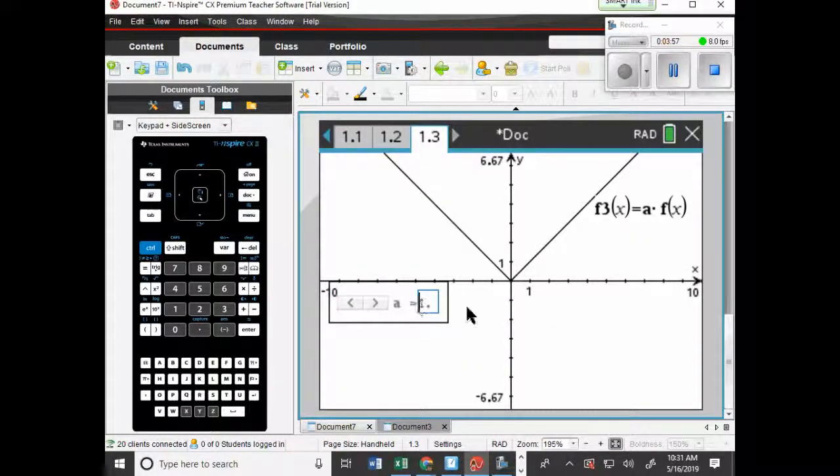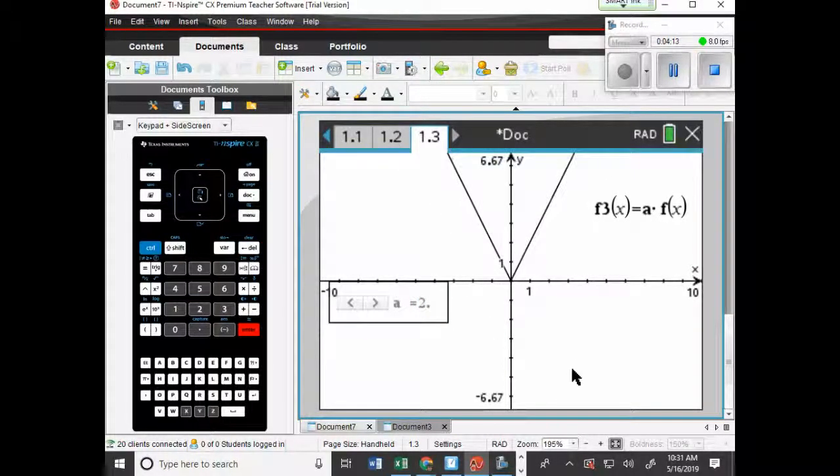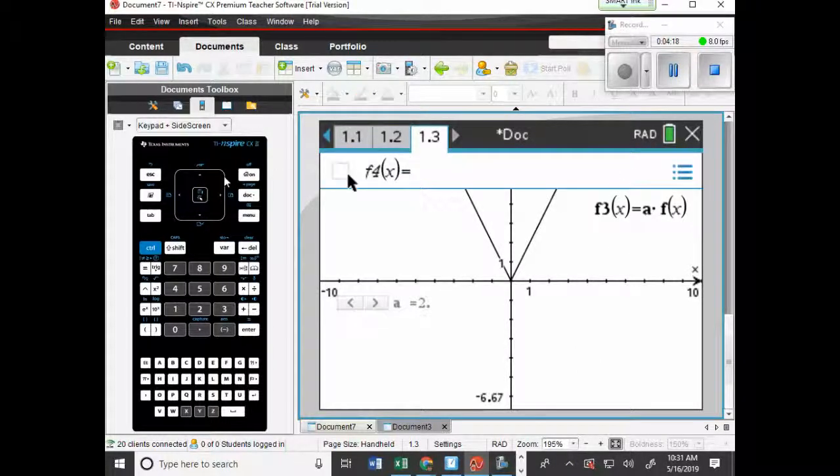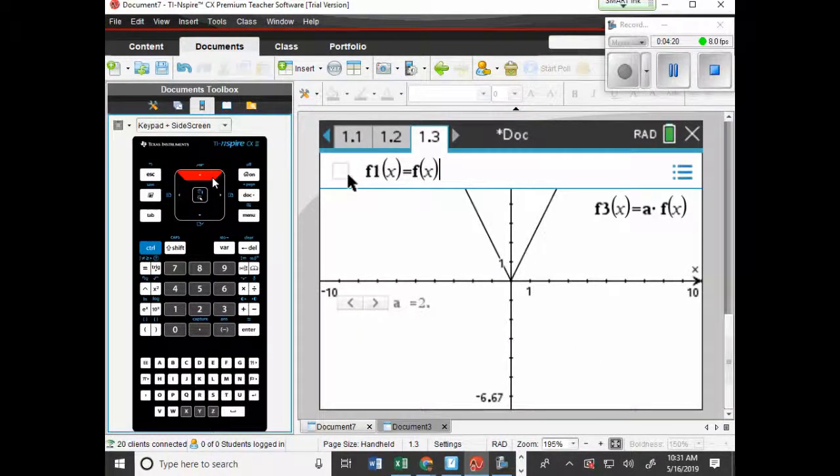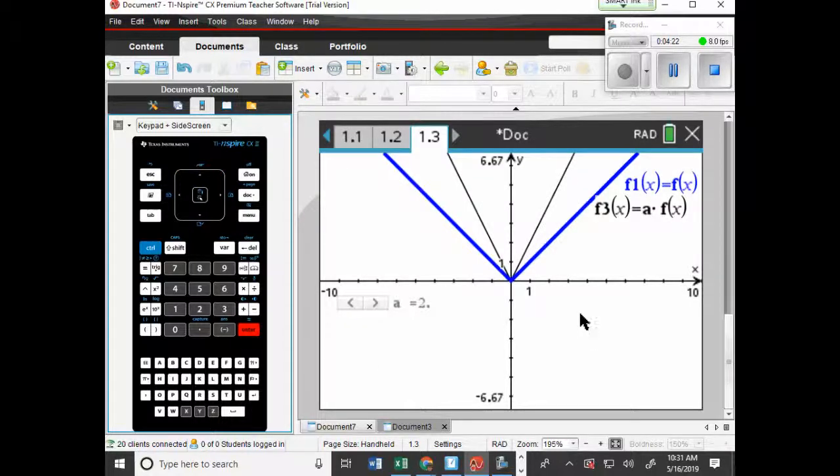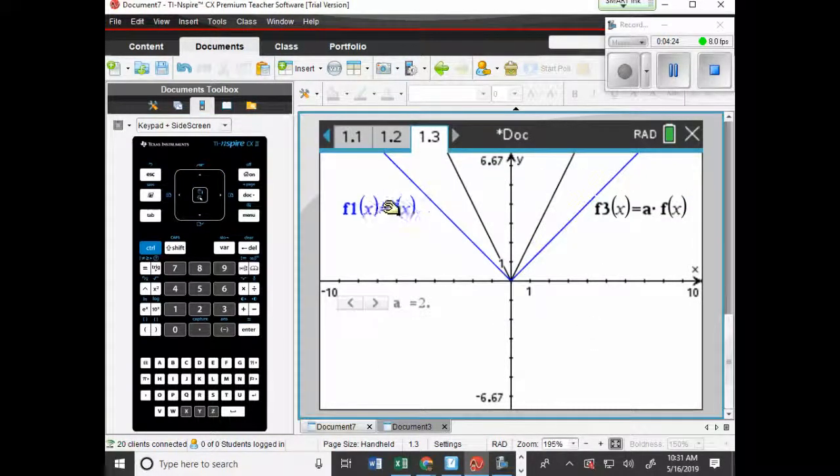All right, so notice that if a is 1, nothing changes, because multiplying anything by 1 doesn't change it. But what if I let a be bigger than 1, like 2? What happens when a is 2? Well, when a is 2, the graph gets skinnier. Let's compare this with the original graph so that we can see. So I'm going to put the original graph back in here. That's in blue. That's our parent function. Look at our transformed function. It's skinnier because a is 2.